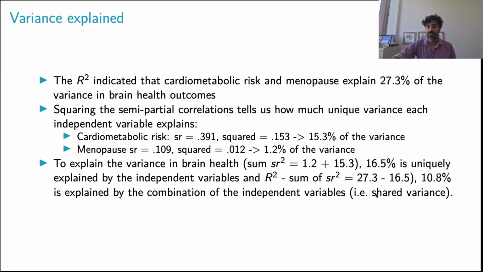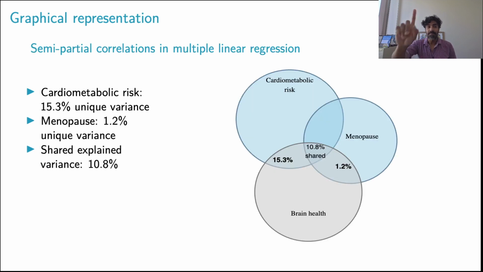So for example, shared variance. If you didn't get that, don't worry. Here is a diagram to show it a bit further, right? So here are our variables, just like we had before. We have cardiometabolic risk, menopause, and brain health. And we see that they're unique. This is not the greatest Venn diagram by me because you can see these are not proportional to the size. But in any case, conceptually, it maps on.